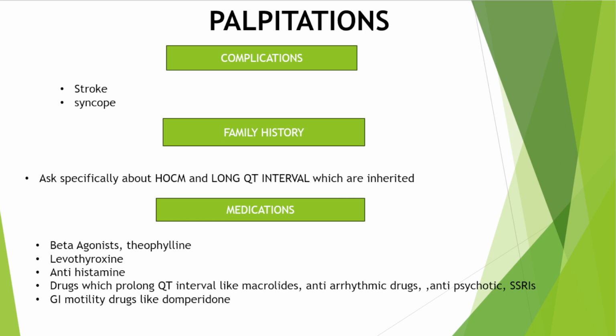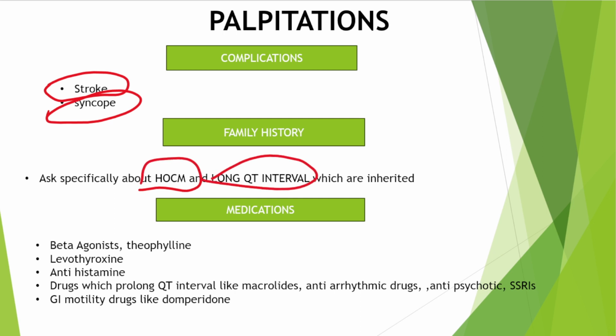Then we'll ask about the complications of palpitation, like sometimes atrial fibrillation presenting as palpitation, and the patient will present with a stroke. I will ask about syncope, because arrhythmia presenting as palpitation can lead to syncope. Then we will ask about family history of two conditions, especially hypertrophic obstructive cardiomyopathy and long QT intervals, which are inherited. So in the family history, we will ask about those.